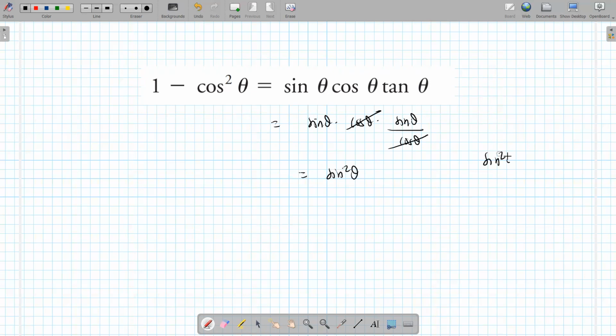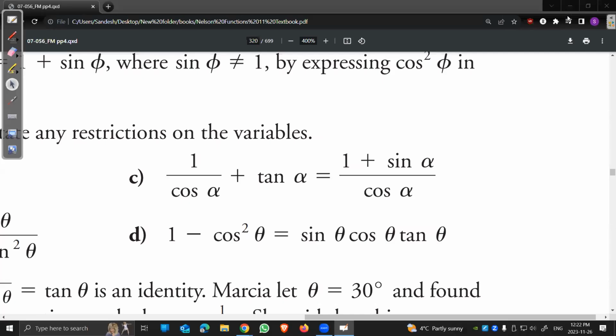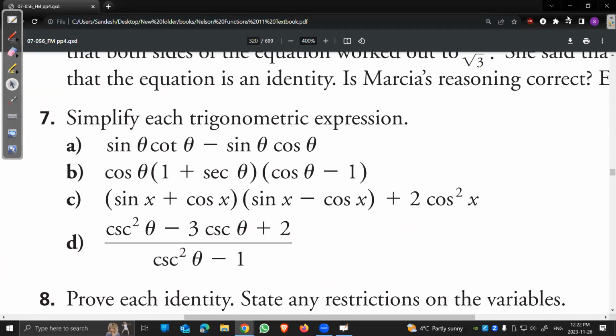Again, going back to this, sine squared plus cosine squared is 1. What is sine squared theta? It's 1 minus cosine squared. Sine squared is 1 minus cosine squared, and that's what we have on the left. So you start on one side and then you end up on the other side. That's all you have to do. It's just that easy.